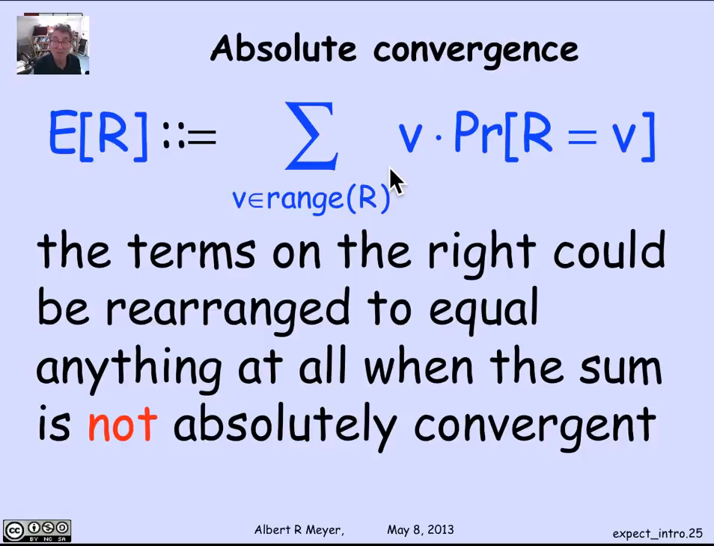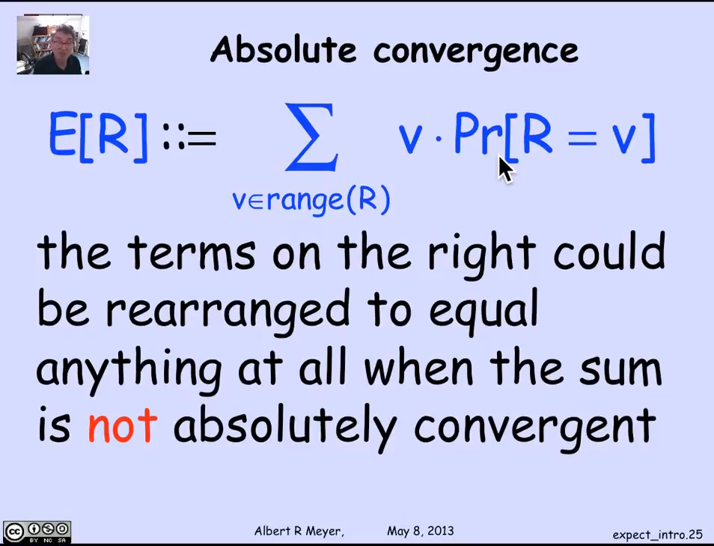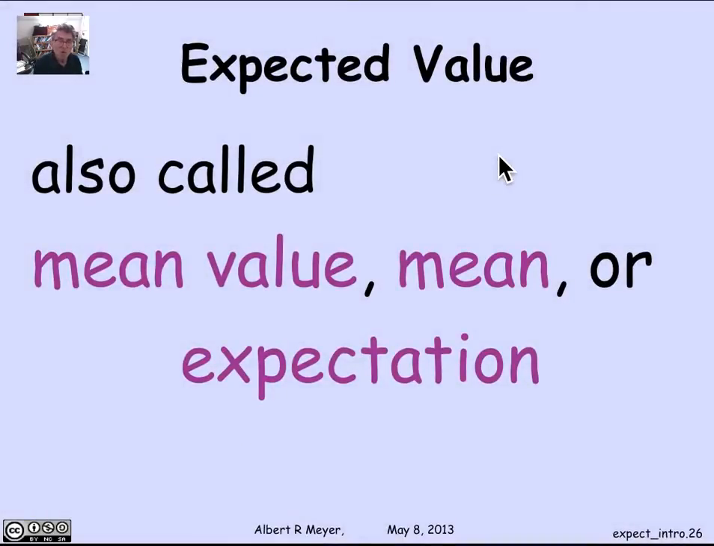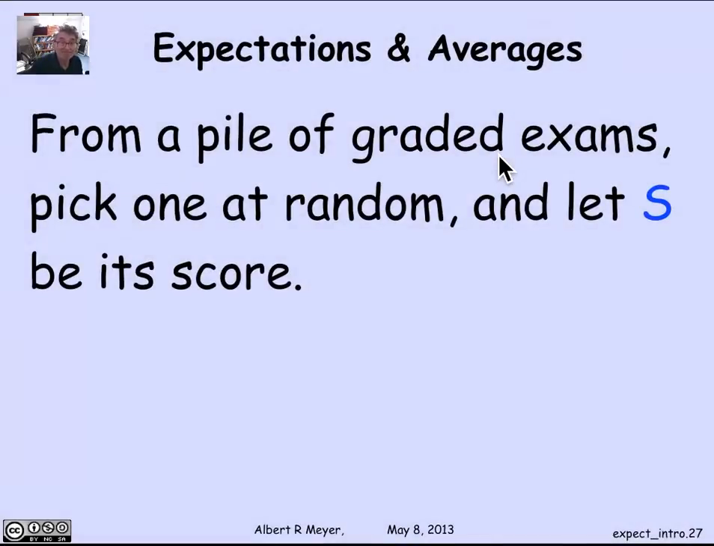The sum depends crucially on the order in which the terms appear. And all of the reasoning in probability theory would be inapplicable. So we are implicitly assuming that all of these sums are absolutely convergent. Well, just to get some vocabulary in place, the expected value is also known as the mean value, or the mean, or the expectation of the random variable.